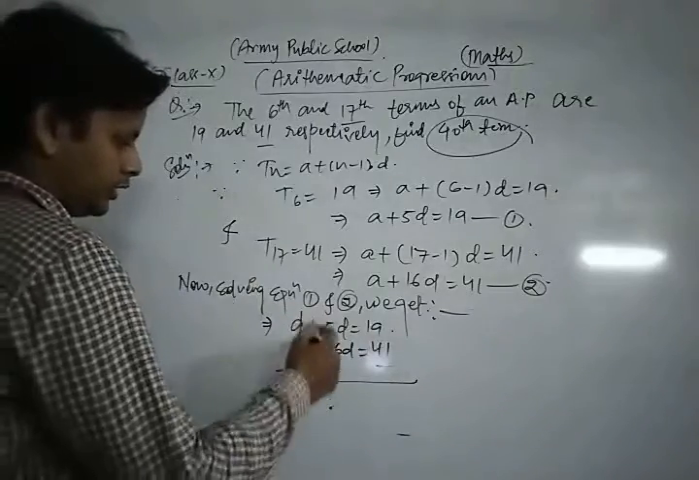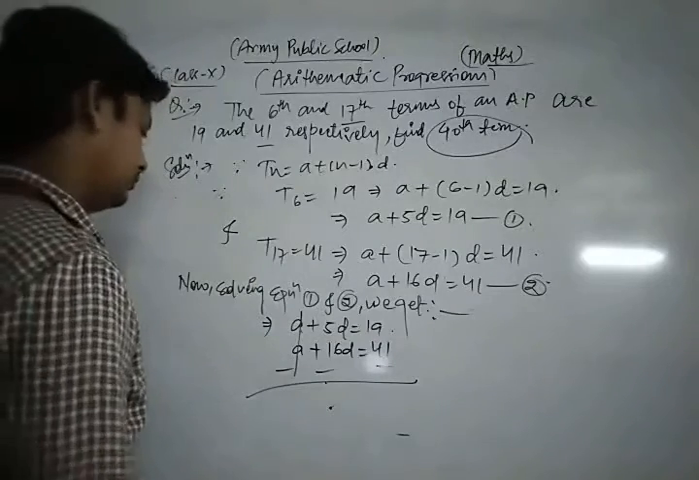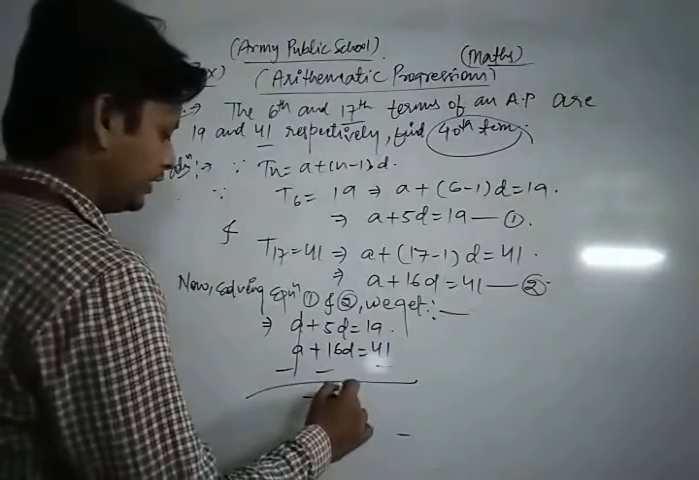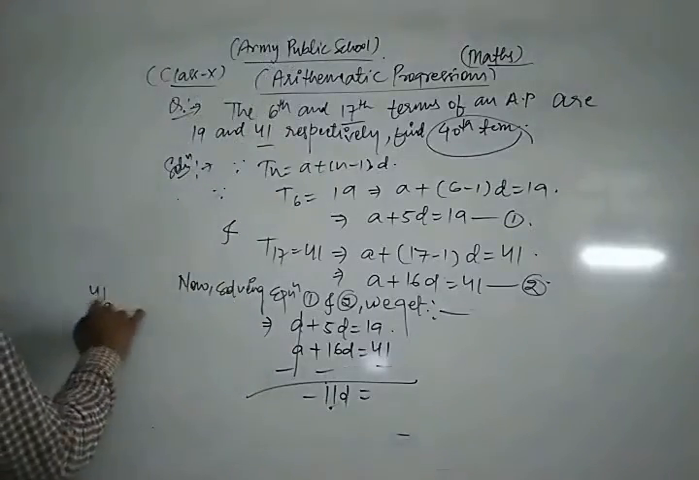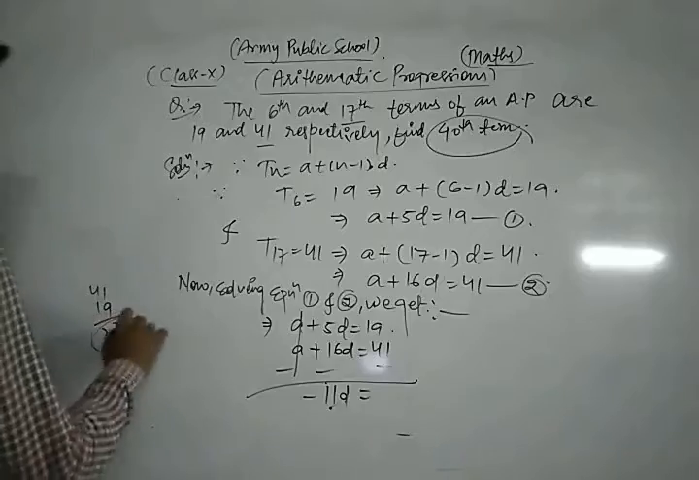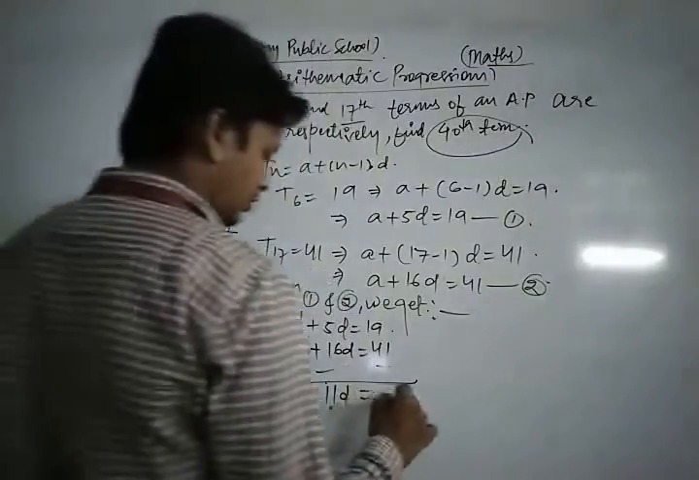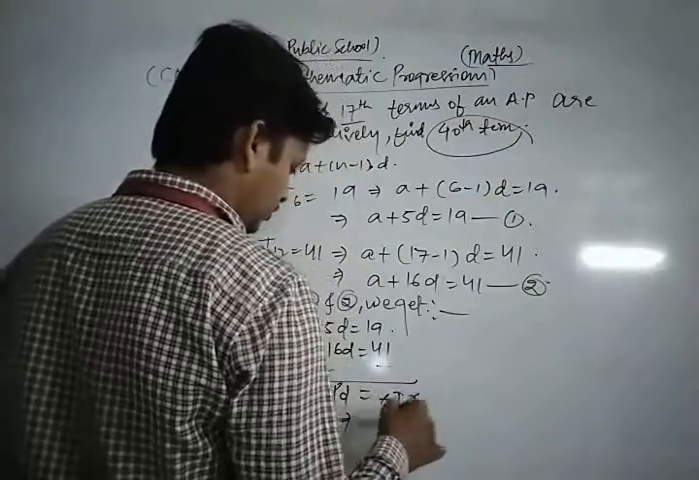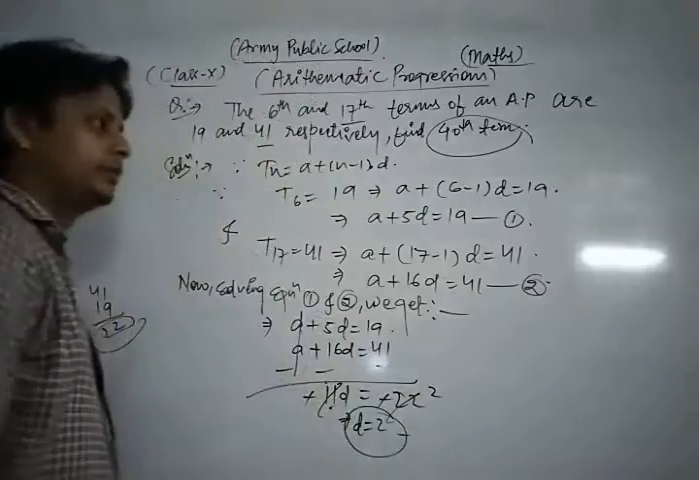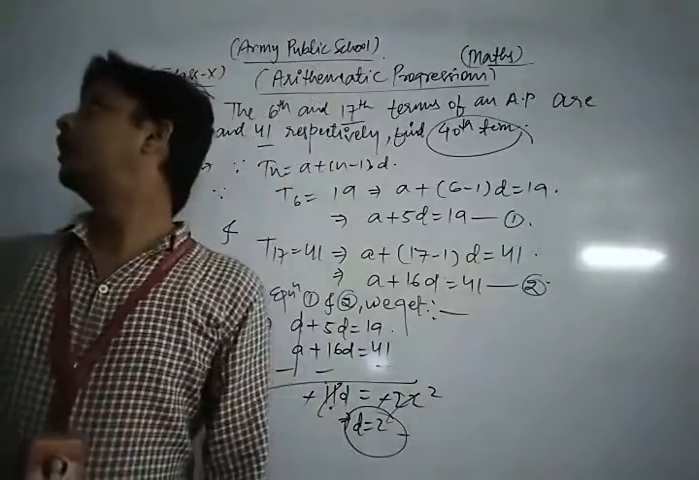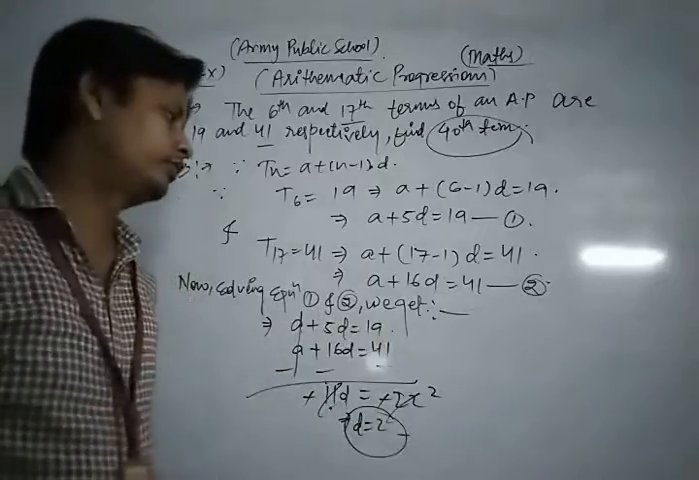Now look, plus minus plus minus plus minus. Now A cancels out. Here we get minus 11D, and 41 minus 19 is 22, so minus 22. So minus minus cancel each other. From there we get 11D equals 22. So the value of D is what? 2. In this way, dear friends, we find the value of D is 2.